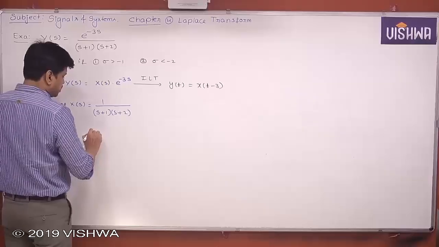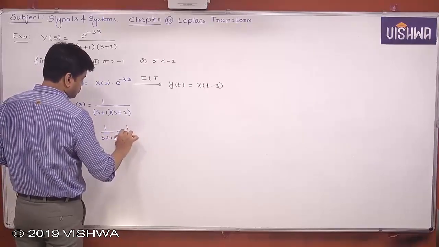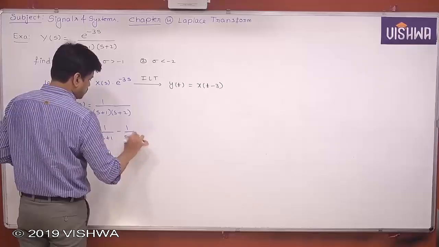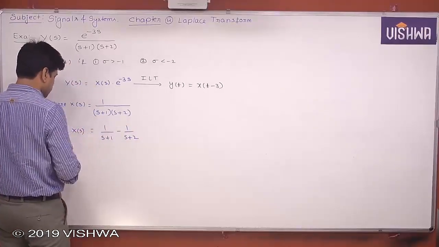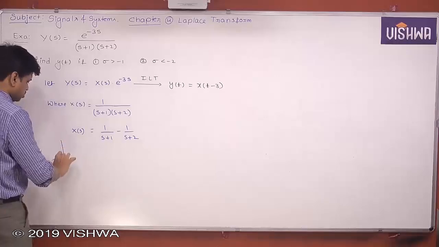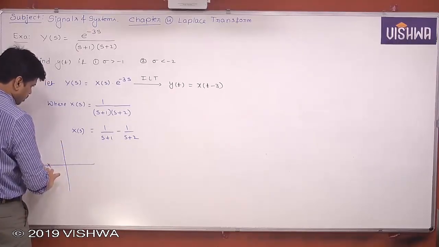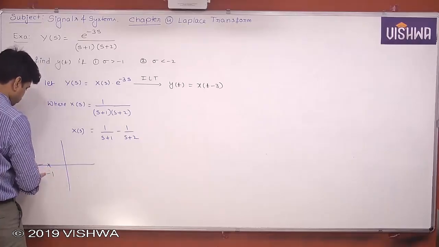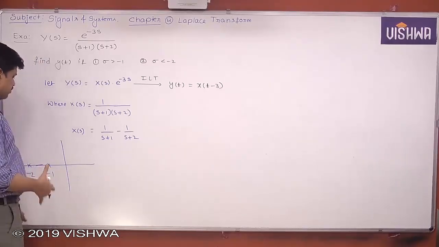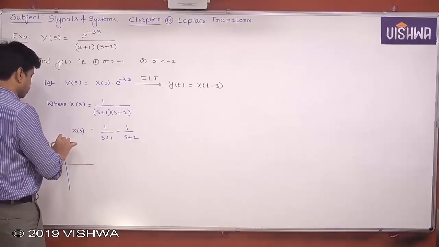What is x of s? If I do the partial fractions, 1 by s plus 1 minus 1 by s plus 2. These are the partial fractions for x of s. So how many poles are there? 2 poles are there. One is minus 1, minus 2. So we are having 3 ROCs, but they have given only 2 ROCs. For them we have to calculate.